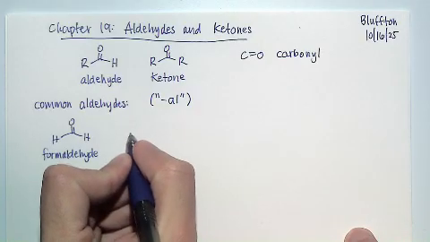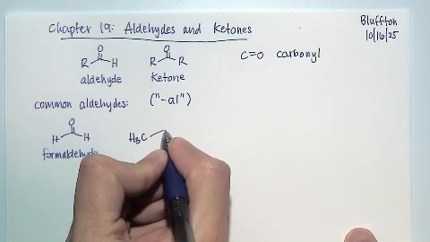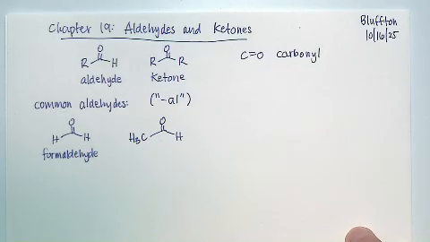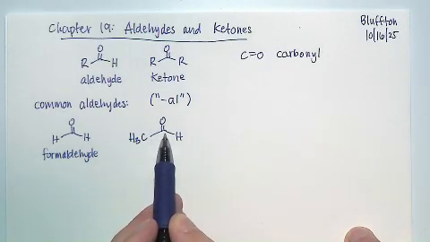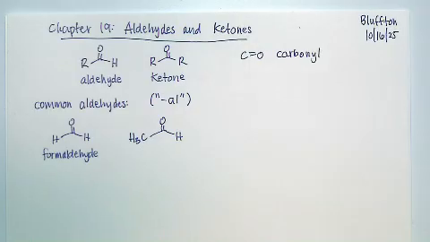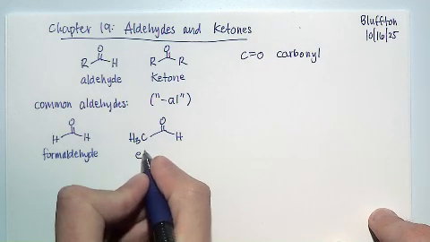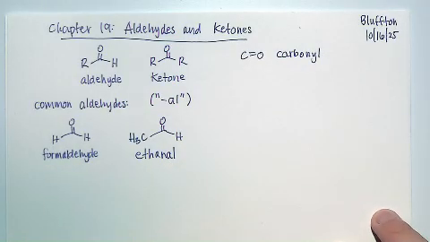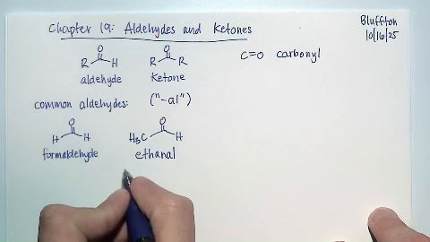So if we have this aldehyde, it's got two carbons, the carbonyl carbon and the methyl group carbon. So that's two carbons. What's the prefix for two carbons? Eth. Yeah, like ethanol. So this is ethanal. This one also actually has a common name.